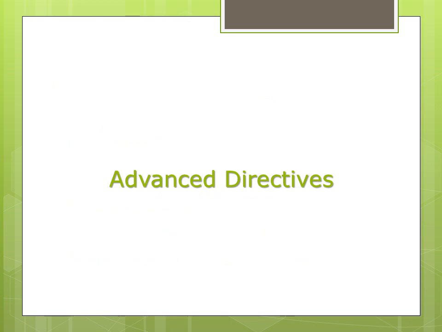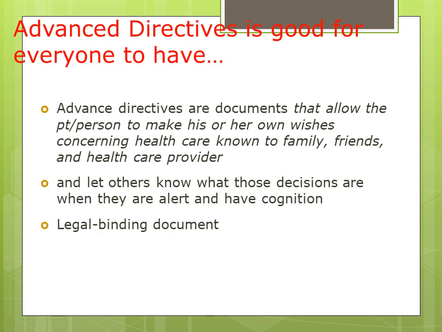Advance directives. Decision-making capacity is the ability to make thoughtful decisions based on an understanding of the risks and benefits related to the decision. An unconscious or cognitively impaired patient is unable to make decisions. An advance directive is a document that allows an individual to make decisions and let others know what the decisions are, and it is a legally binding document.